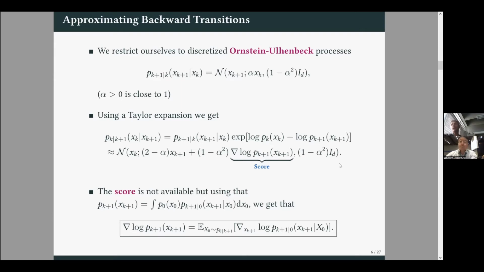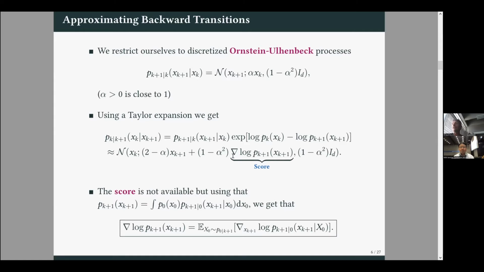So what I have now is that I've rewritten my backward Markov transition kernel as a simple expression, because it tells me that this is a Gaussian distribution of argument x_k with a mean given by this expression here and a variance-covariance matrix which is proportional to the identity. Okay, so we had an intractable backward Markov transition kernel, and now we've shown that it's essentially a Gaussian transition kernel, but it still depends on an intractable quantity. This intractable quantity is the so-called score, or Stein score.